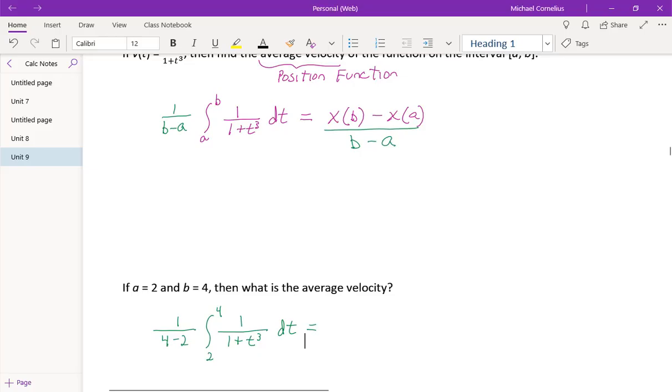And if we pop that in, we end up with 0.044 as the average value, equals 0.044. So the average velocity would be 0.044.